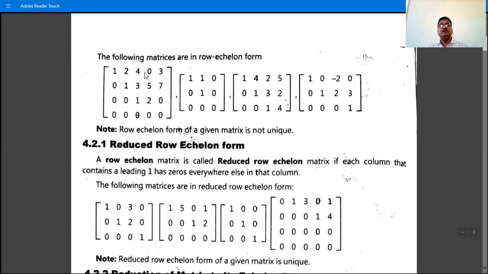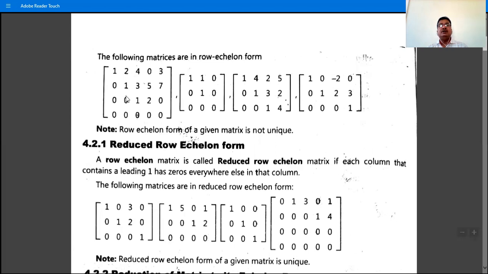So in the first row, this is the leading one. In the second row, it is the leading one. This one is the leading one in the third row. And if you observe the leading one of row number 2, it is to the right of the leading one of the upper row. It is not below the leading one of the upper row or to the left of it. If you observe the third row and second row, the leading one of the third row is to the right of the leading one of the upper row.